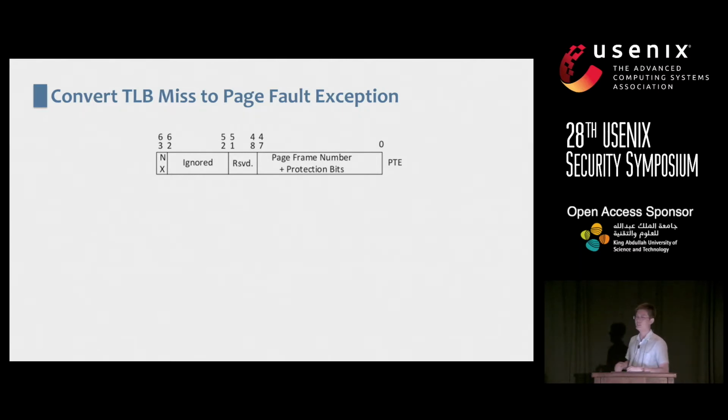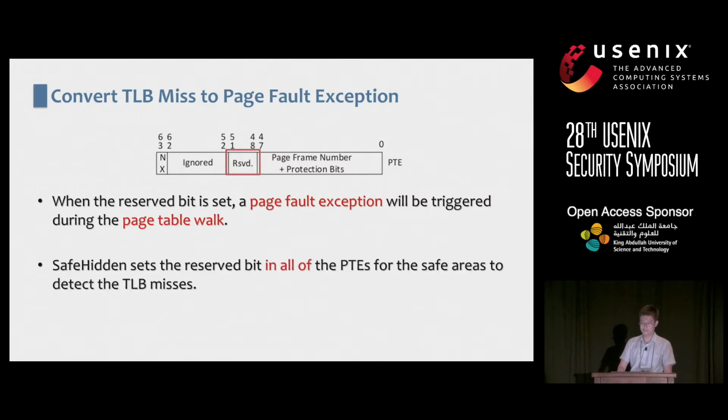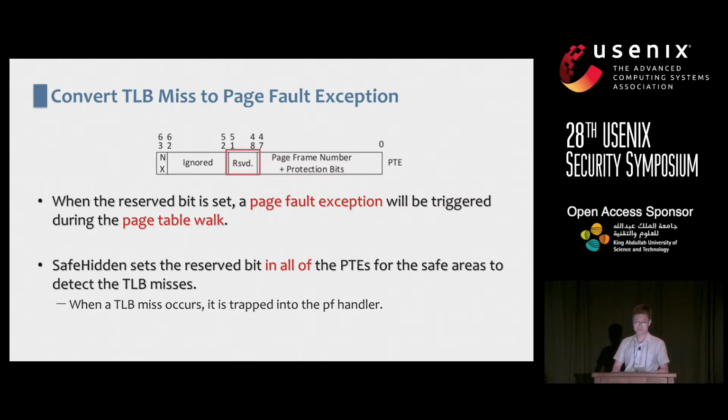This is the PTE format. There are 4 reserved bits. When a reserved bit is set, a page fault exception will be triggered during the page table walk. SafeHidden sets the reserved bit in all the PTEs for the safe areas to detect the TLB misses. When a TLB miss occurs, it's trapped into the page fault handler.